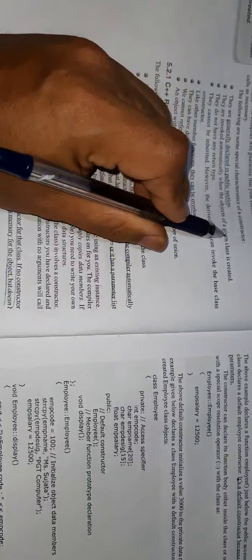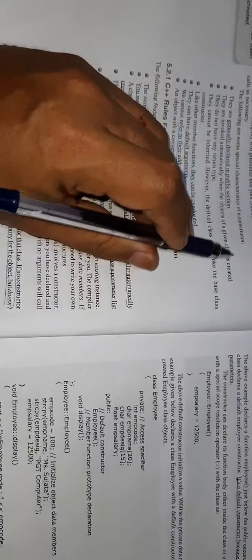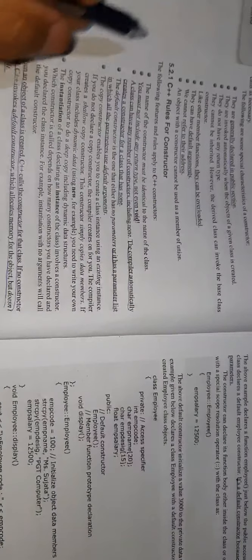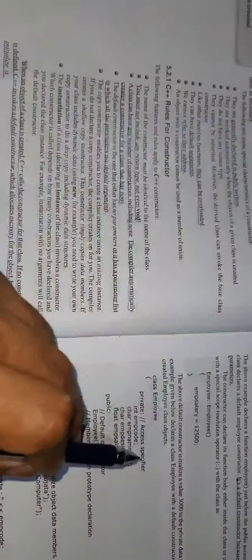Second point, they are invoked automatically when the object of a given class is created. So when an object is created or declared by the class, the constructor will be invoked, the constructor will be called automatically. There is no manual calling. It will be called automatically.